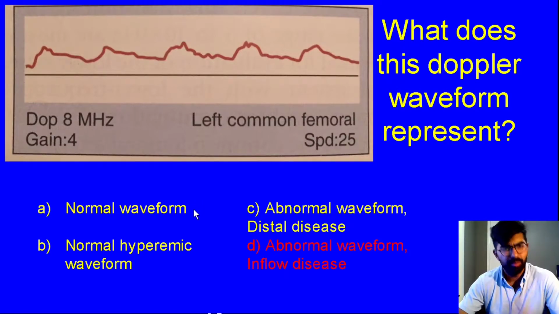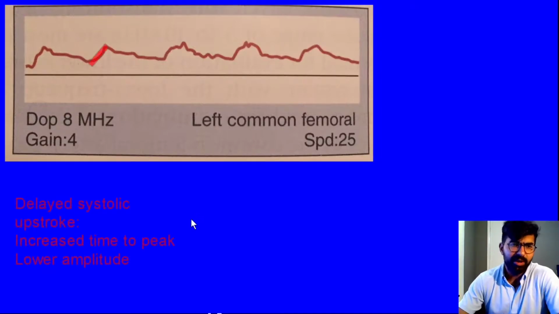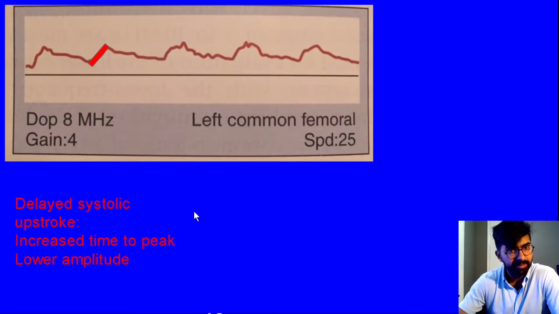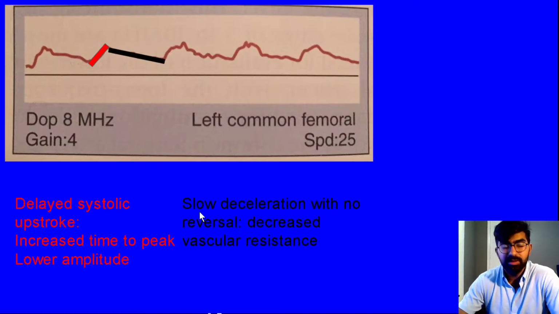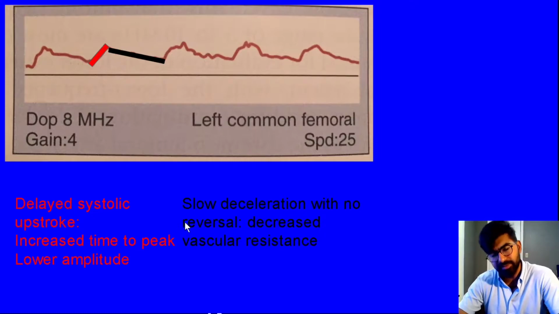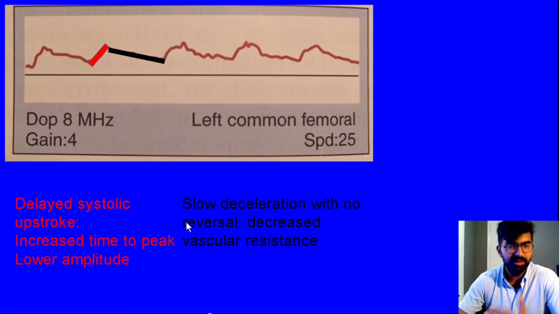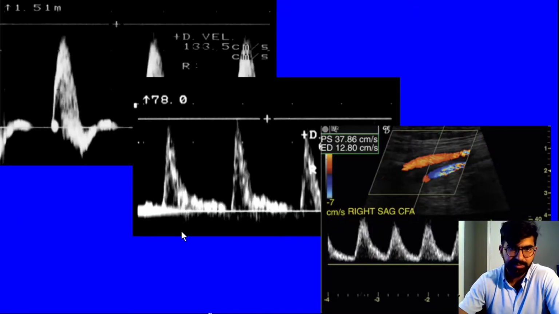So again, let's break that waveform down. What do you notice about the upstroke? Well, it's delayed, and this represents an increased time to peak as well as a lower amplitude. What about the deceleration? Well, the deceleration is definitely not as sharp as a normal waveform, and it does not have flow reversal, which represents decreased peripheral vascular resistance. Okay, and so this is compensatory for what's going on. And it's likely because of an inflow stenosis. The distal vessels have had to undergo vasodilatation to allow continued flow down the leg.